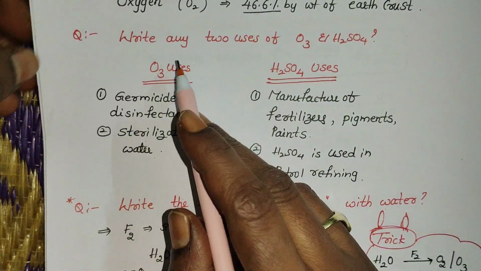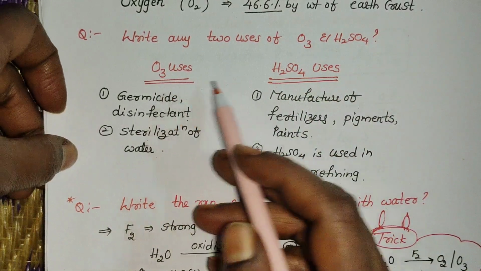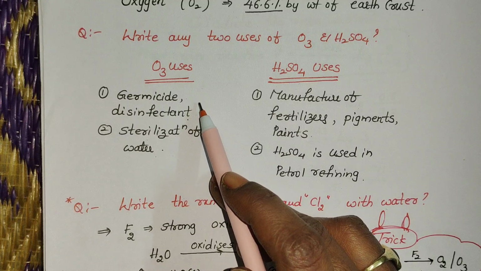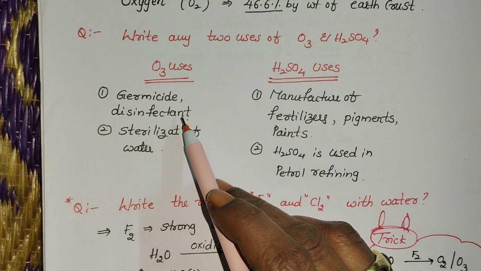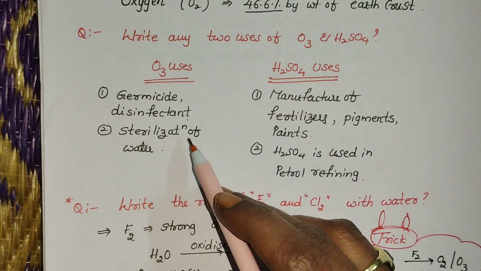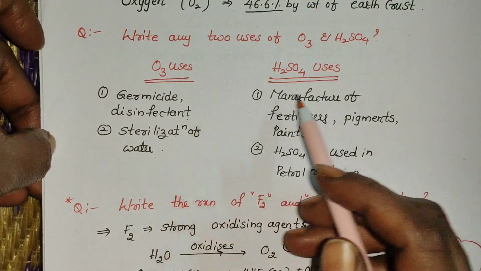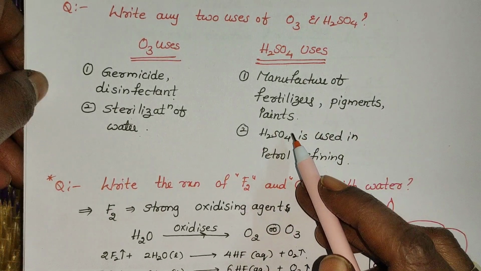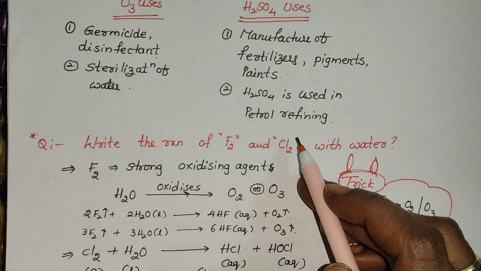Okay, next, write any two uses of ozone and sulfuric acid. Ozone formula is O3, sulfuric acid formula is H2SO4. Ozone is used as a germicide, a chemical used for killing germs, and as a disinfectant for infection control. It also sterilizes water; ozone is used for sterilization of water. Next, sulfuric acid is used in the manufacture of fertilizers, pigments, and paints. At the same time, sulfuric acid is used in petrol refining.